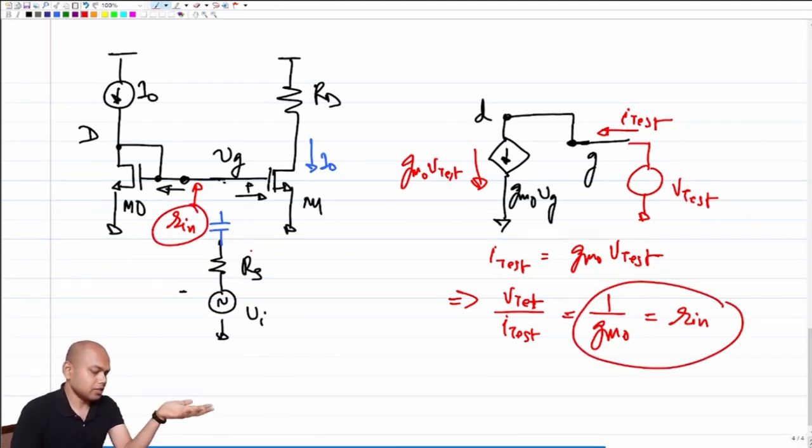And you see this Rin is far from being infinity, right? If we desire large values of GM in order to get large gain, then clearly 1 over GM0 will not be large if GM0 is large, right? So if I connect this contraption of VI, RS and this capacitor, then it will clearly load. Okay, so what is the solution?